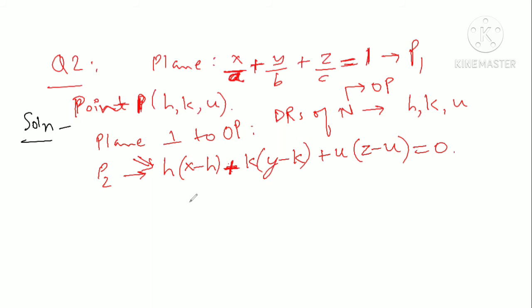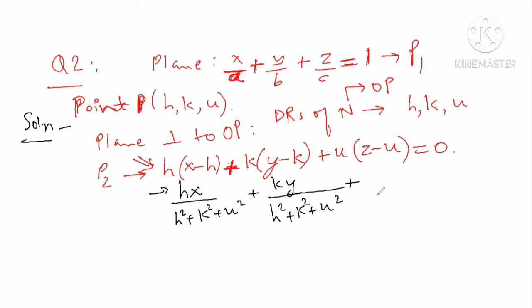So this is the other plane P2. Now this plane P2, perpendicular to OP, meets the axis in A, B, and C. So this plane we can rearrange and write the equation as hx upon h square plus k square plus u square plus ky upon h square plus k square plus u square plus uz upon h square plus k square plus u square is equal to 1.